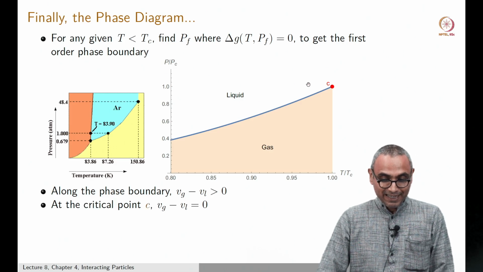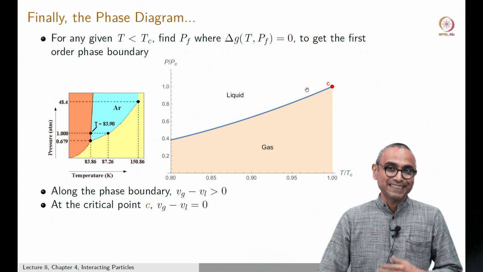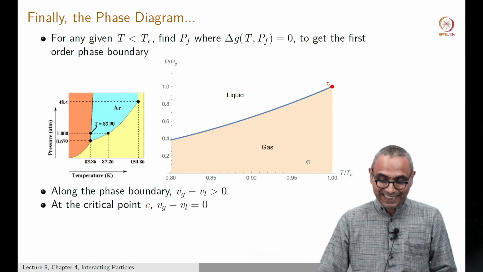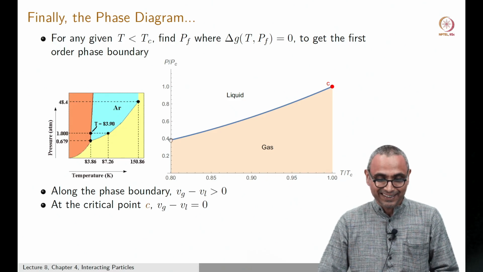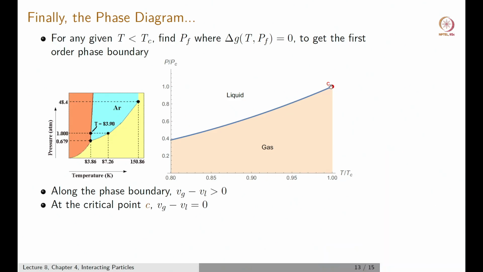And if you work through this, you will see that as T goes towards Tc, this pressure will go towards the critical pressure, so P by P critical also goes to 1, and at this point the difference between the specific volume of the gas and the liquid will vanish. So in some sense the distinction between liquid phase and gas phase will vanish, and you will get a critical point.